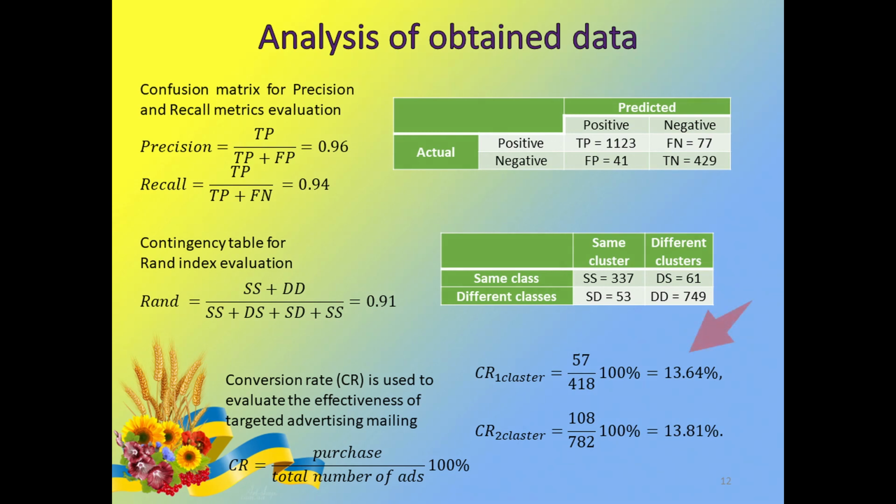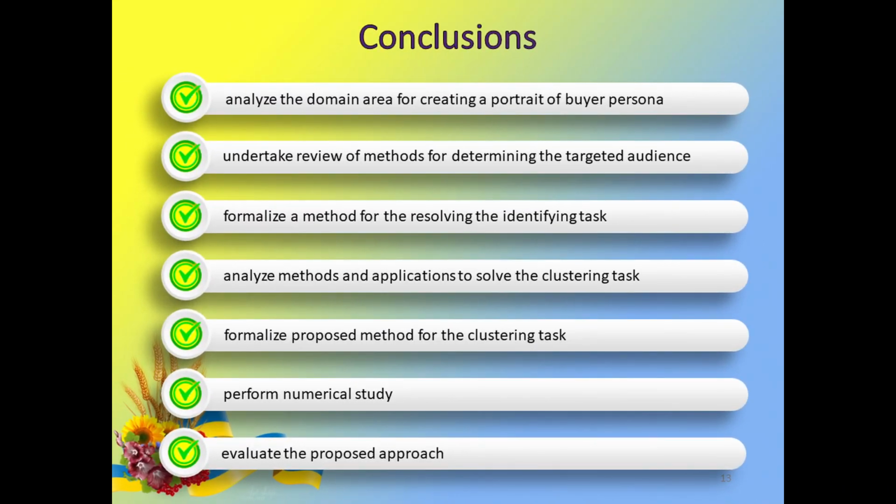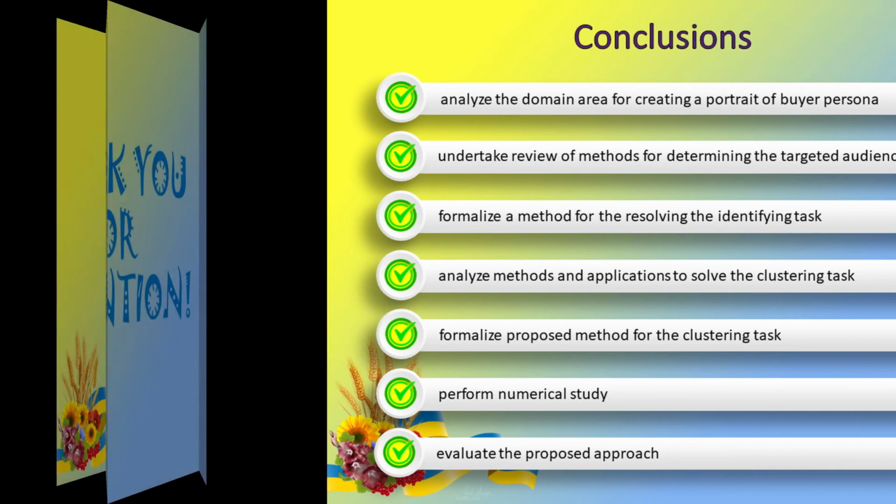In our case, the high conversion rate values can be explained by the fact that the target audience includes both real customers from the sport club's databases and new customers found in social networks. The obtained data shows the feasibility of using the proposed methodology in real conditions. So, in this study, all the tasks were solved and the goal was achieved.